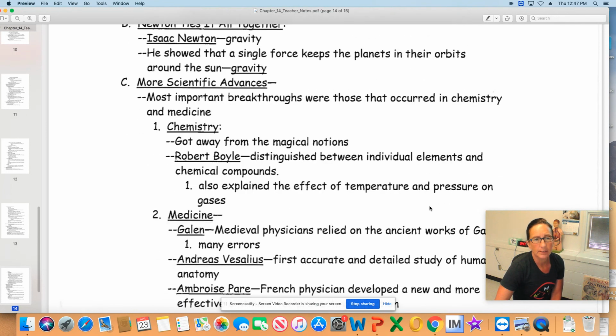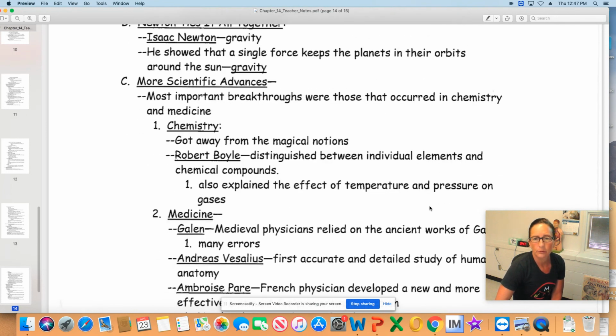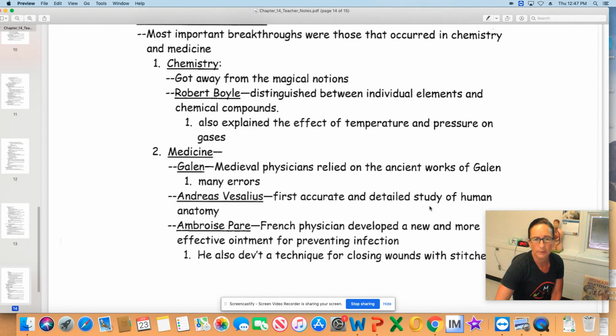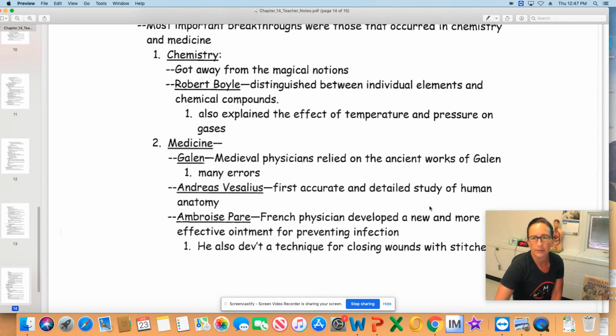More scientific advances. The most important breakthroughs were those that occurred in chemistry and medicine. Chemistry is going to start getting away from magical notions. Robert Boyle is going to distinguish between individual elements and chemical compounds. He also explained the effect of temperature and pressure on gases.